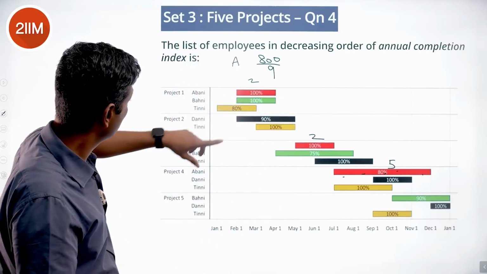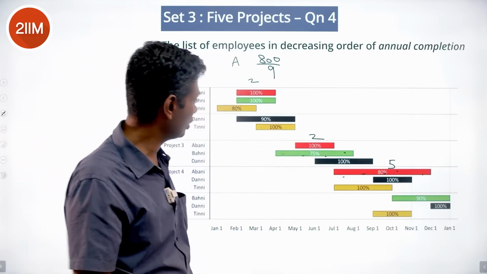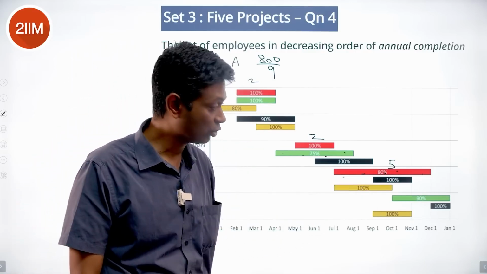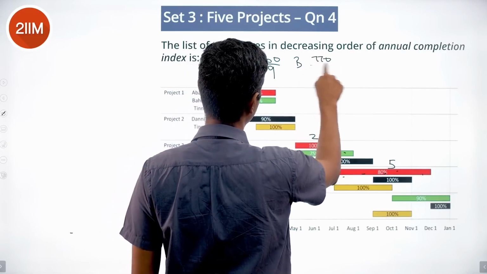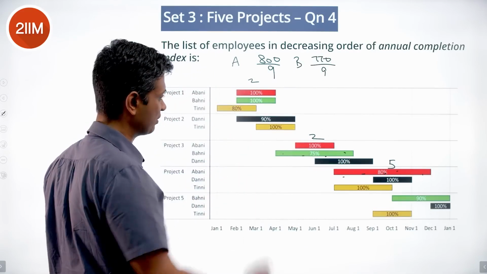So Bahni, 2 into 100, 1, 2, 3, 4, 4 into 75. 4 into 75 is 300. 200 plus 300, 500. 500 plus 270. That is, Bahni is 770 by 9. 270, 300, 200. 500, 770.